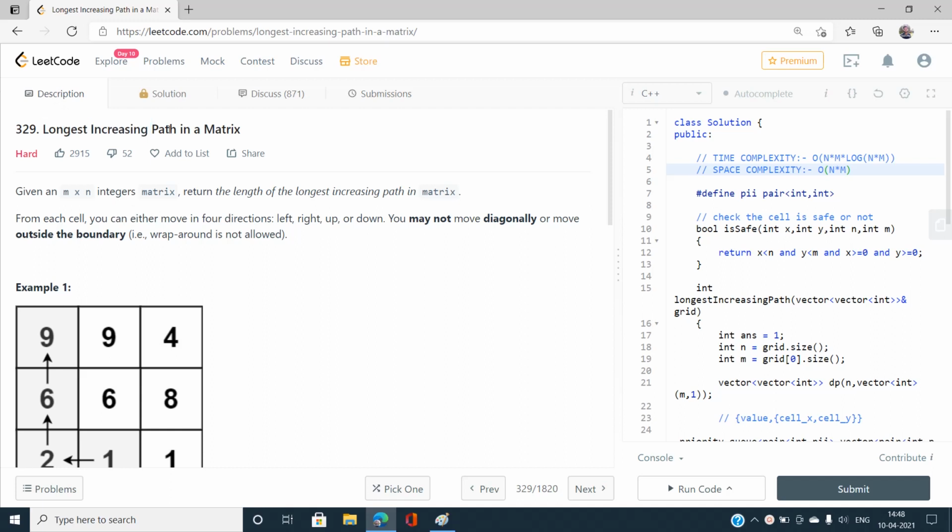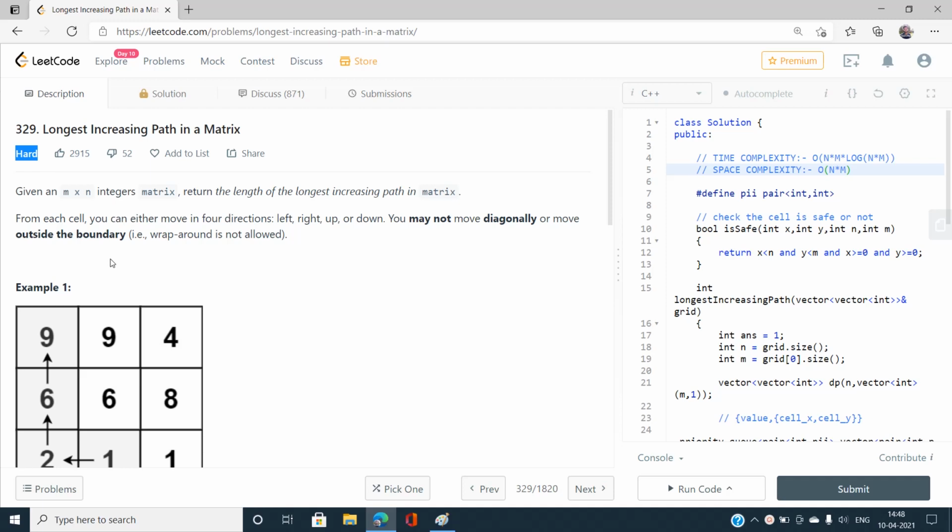Today I am going to discuss the problem Longest Increasing Path in a Matrix. Index number is 329 and the problem is of hard type on LeetCode. Before discussing the problem, let me declare that this is going to be one of the best problems on LeetCode, as it involves the concept of Dijkstra algorithm and also a slight dynamic programming concept that can be used here.